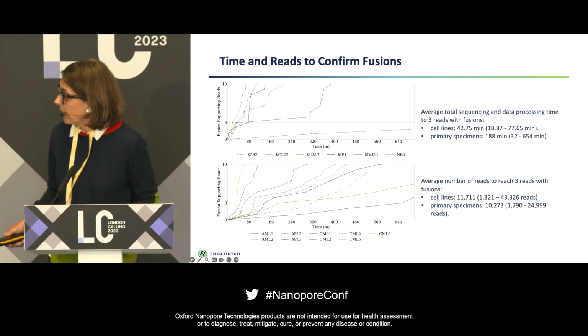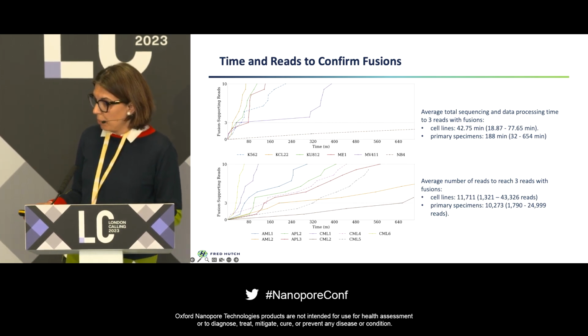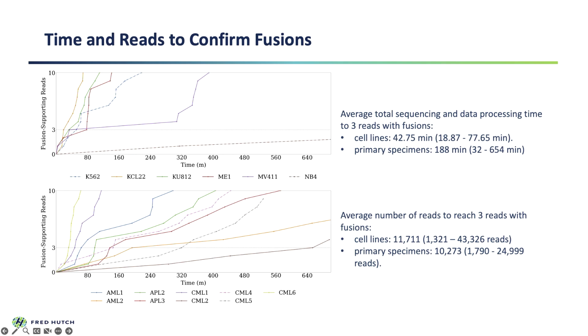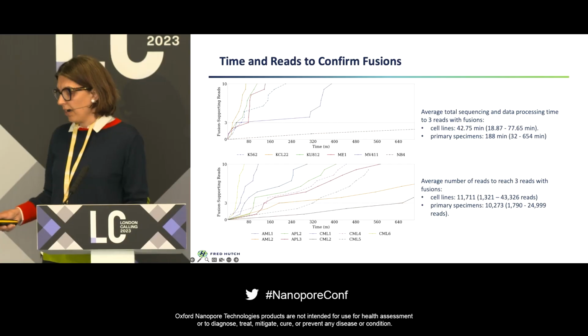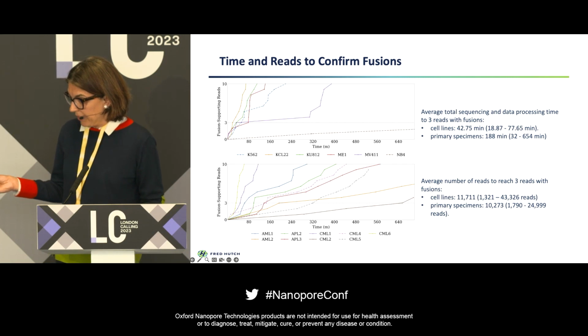This is just an example of 6 cell lines, and the average time we needed to sequence and analyze the data in order to get the 3 fusions was 42.75 minutes on average. And on the bottom are 11 primary specimens where we achieved the 3 fusions with an average time of 188 minutes of sequencing and analysis. The bottom writing just shows the average number of reads needed in each case, 11,000 for cell lines and 10,000 for primary specimens.